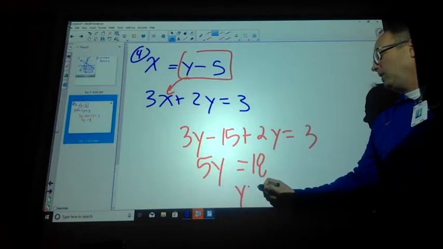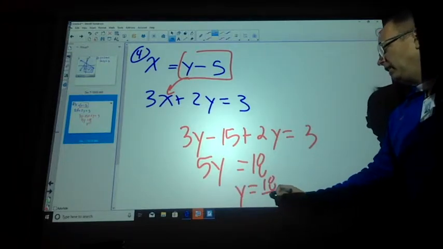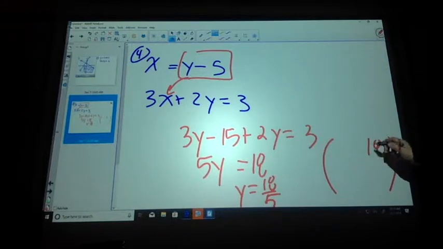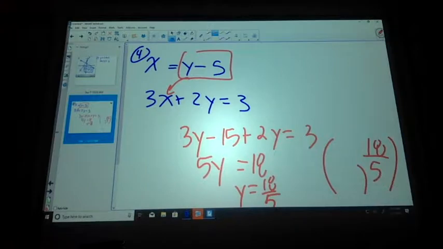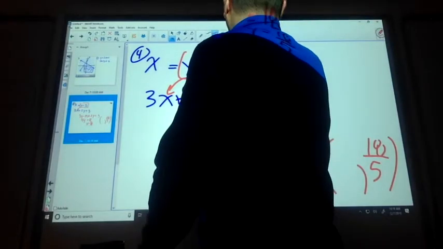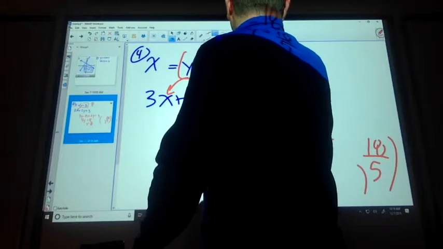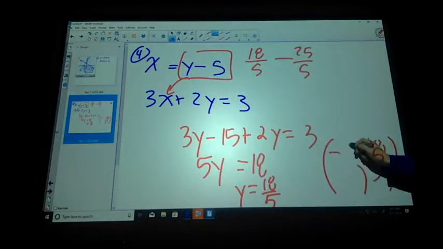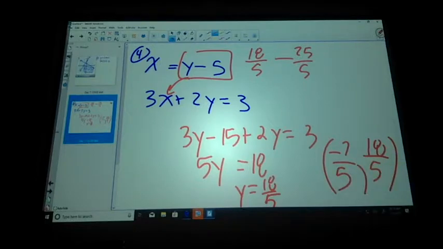All right, so if I add 15, I bring that over here. So I get y is equal to 18 over 5. Yuck. Isn't that 3? No, it's 3.6. All right, and then I can pull that in there. So I'm going to change. I'm going to go 18 fifths minus, that's going to be 25 over 5, so -7 fifths. Oh my gosh, that's nasty. That's real nasty.